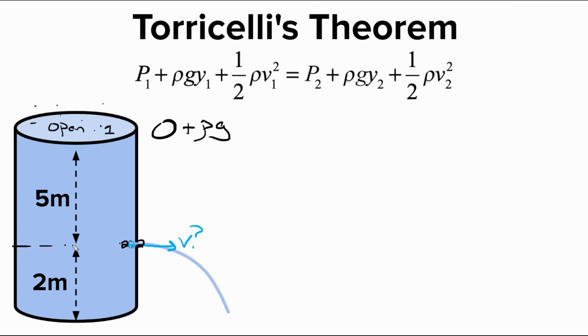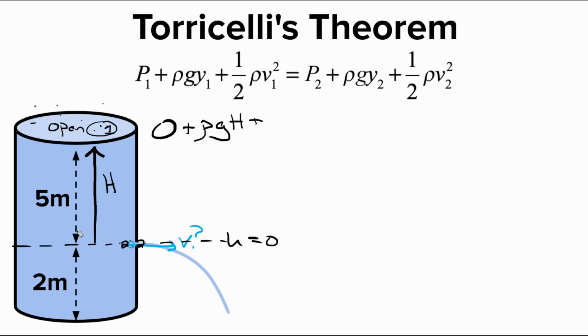Oh, I'm going to call this h equals 0. So this region right here is h equals 0. So this would be 5 meters. It would be this height here above. I'm going to call this h. So I'll call this h, the height above the hole to the top of the container, plus 1/2 rho v1.